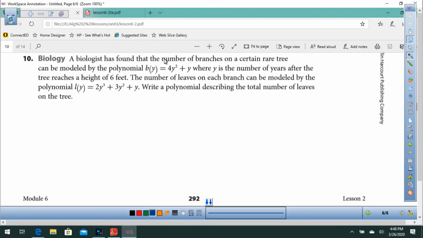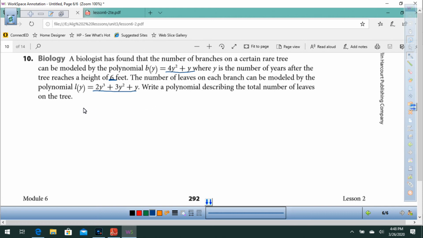A biologist has found that the number of branches on a certain rare tree can be modeled by the polynomial branch of y is 4y squared plus y, where y is the number of years after the tree reaches a height of 6 feet. The number of leaves on each branch can be modeled by the leaves of y equals 2y to the third plus 3y squared plus y. Write a polynomial describing the total number of leaves on the tree.